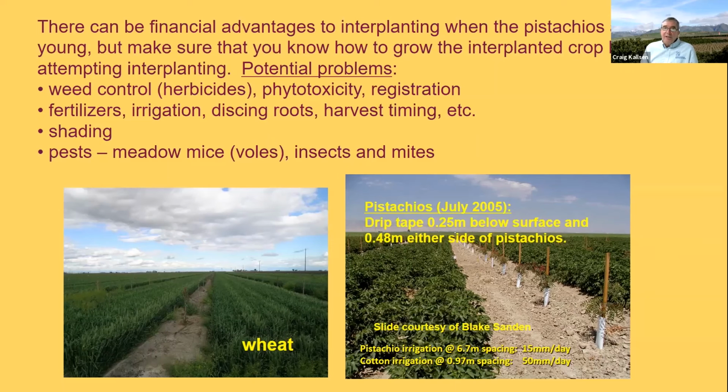So there's issues with weed control because you're probably using different herbicides on them. So you get phytotoxicity or drift. There's different fertilizing regimes, different irrigation regimes. You can be disking pistachio roots. There's harvest timing, shading of possibly the young trees if they get too close. And some of the crops can be a great home for meadow mice, also called voles, insects, and mice. So there's quite a learning curve in doing this effectively.